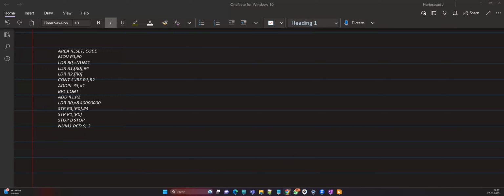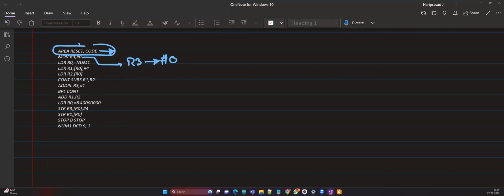Area reset code, what does it do? It sets the area for the code. Then this move says R3 will hold the value of 0. Yes, it will be 0. Okay.